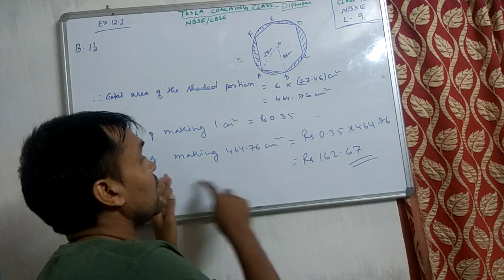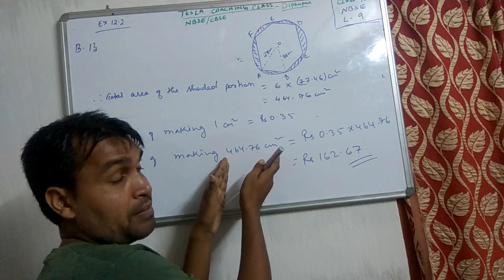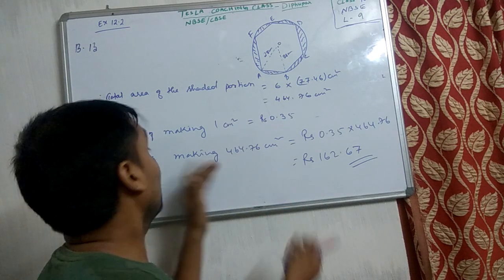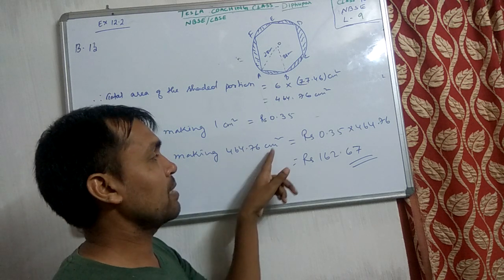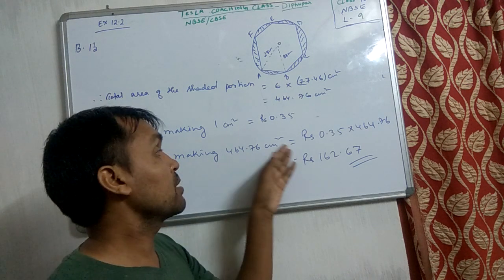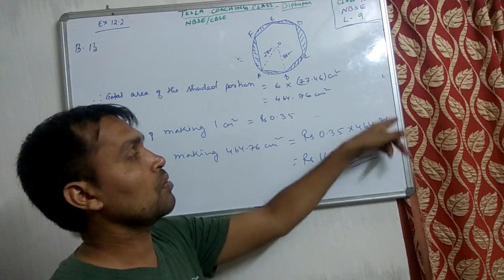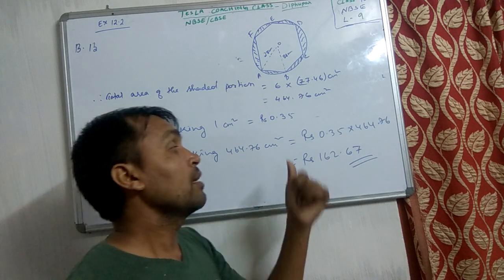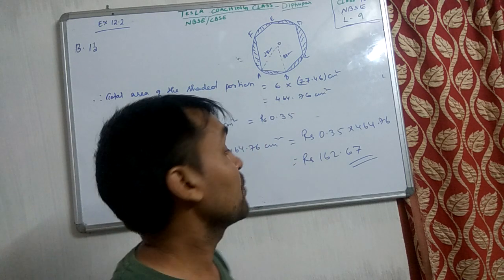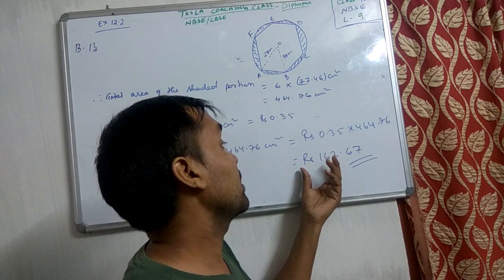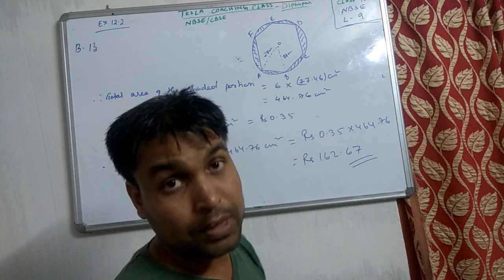But what is the total design area? This much. That means they have made this much design in total. So how much do they have to pay? So we'll write: the cost of making 464.76 centimeter square of design is equal to the cost of 1 centimeter square, that is 0.35, into the total area. So when you multiply, what do you get? 162.67 rupees. So this much will be the cost for making the entire design of these tablecloths.